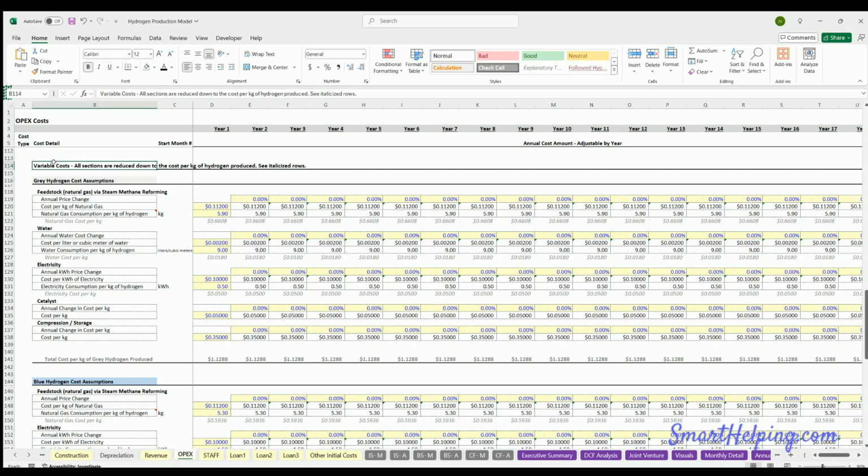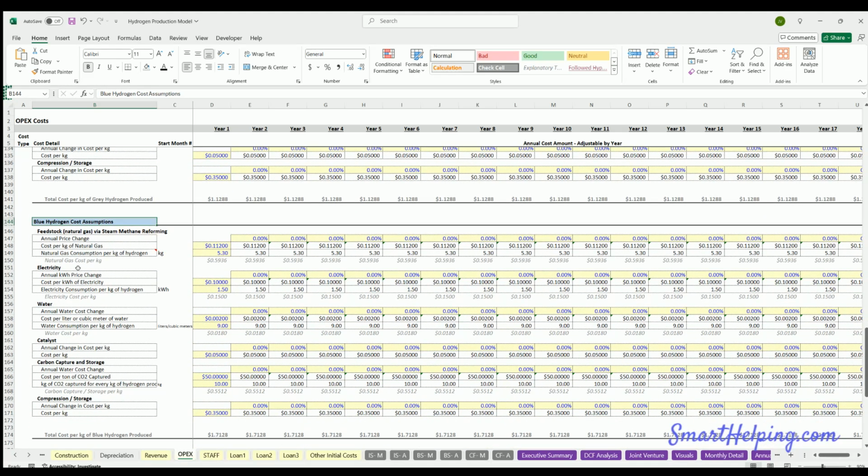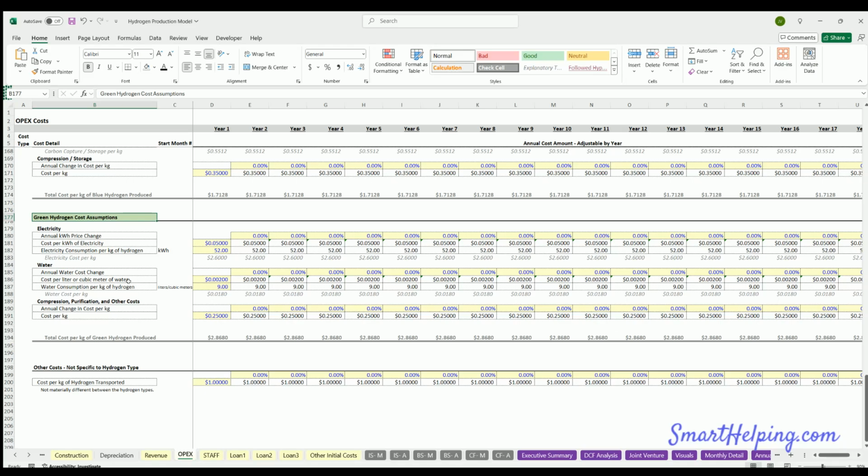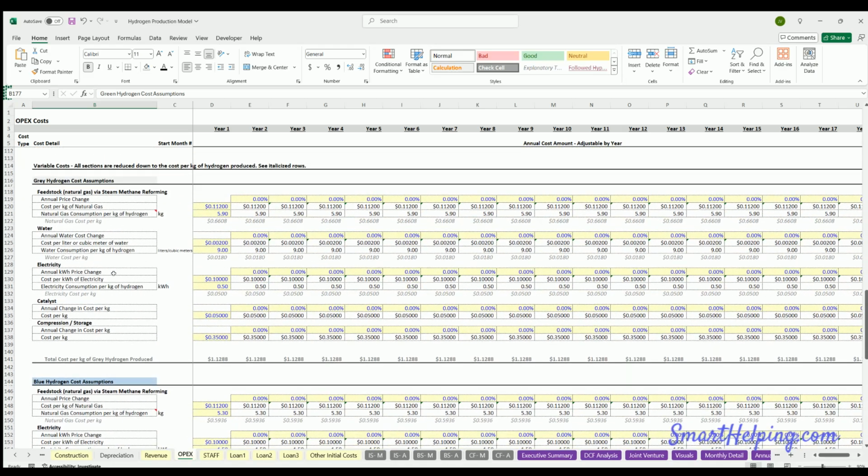This took me the longest to build, to research, understand, so I knew the relationships and how to build this. So for example, we have gray, blue, and green hydrogen. And for each one, we want to try to figure out, this is what we're trying to get to, the total cost per kilogram of hydrogen produced. What is it costing us?